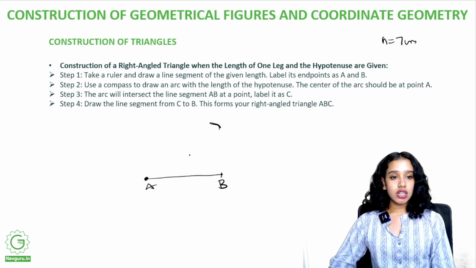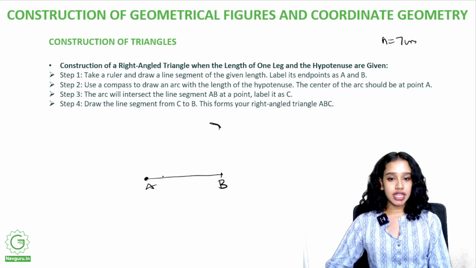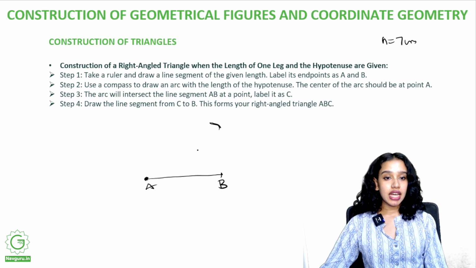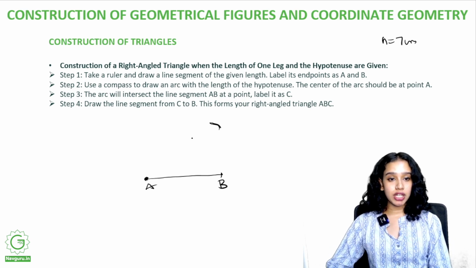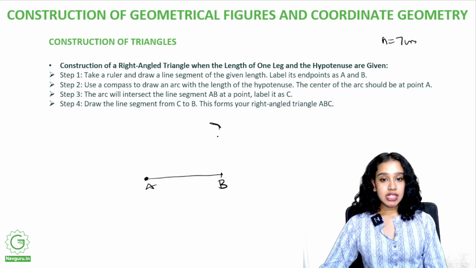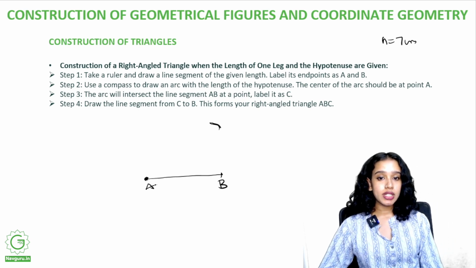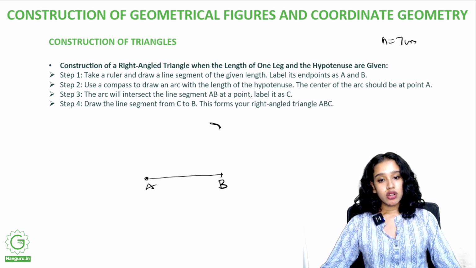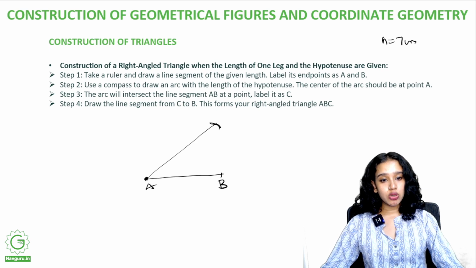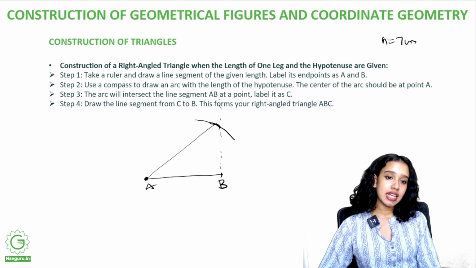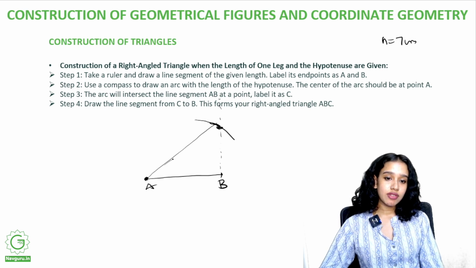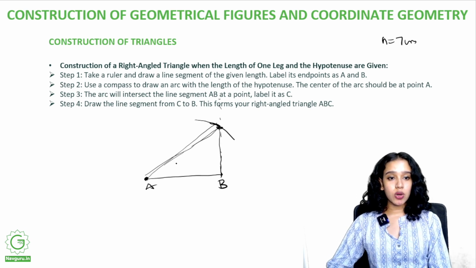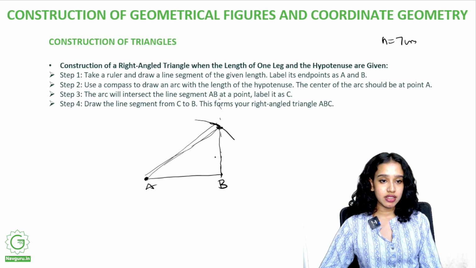Now, the center of the arc should be at point A. The center is here. The arc will intersect the line segment AB at the point that is labeled as C. So, what will happen? This arc will go on like this, right? Now we'll draw it from A to B and we'll draw a line segment which extends from here, right? Now if this intersects the line segment here, we'll draw it from here to here and this would be the hypotenuse. So this is how we actually construct a right angle triangle.